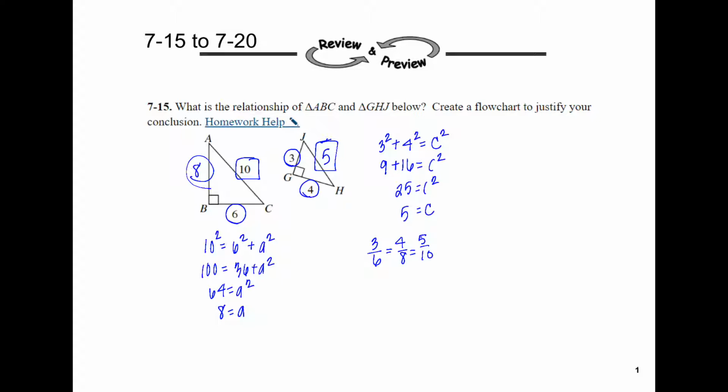is equal to 1/2. So we can say that triangle ABC is similar to triangle HGJ because of the side similarity property.